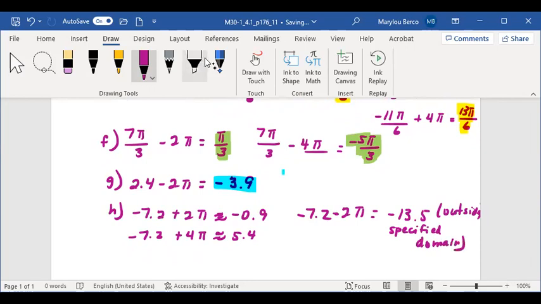So in the domain negative 4 pi less than or equal to theta less than 2 pi, the angles negative 0.9 and 5.4 are coterminal with negative 7.2.